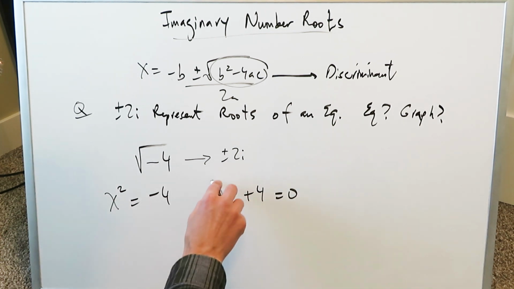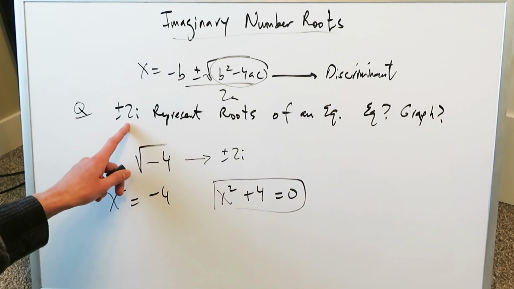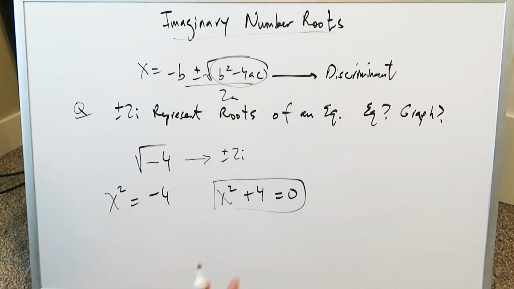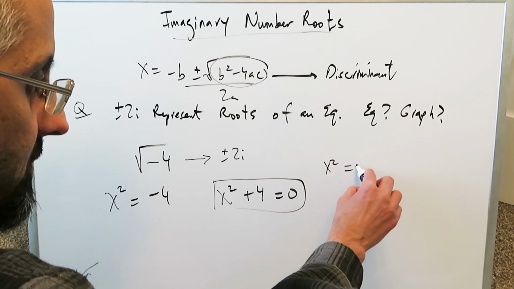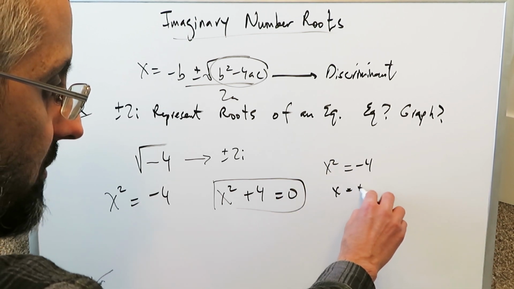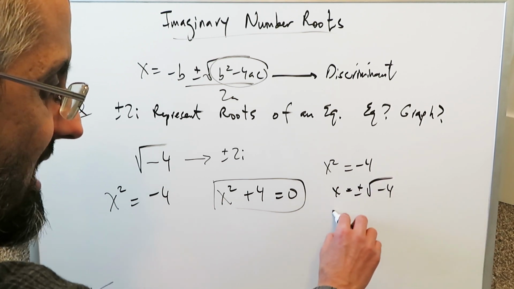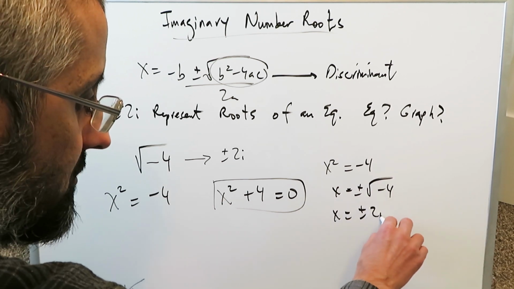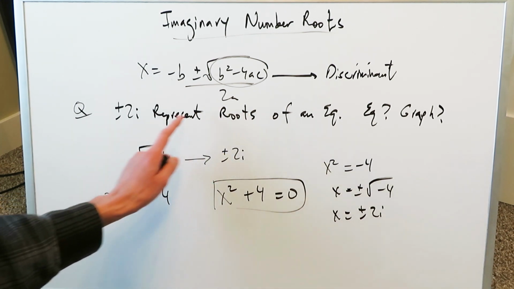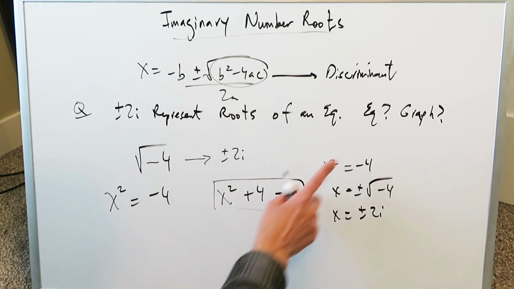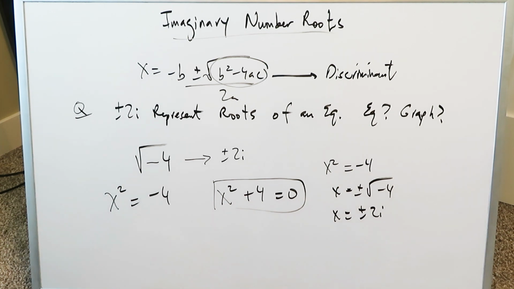And this right here would be the equation for which these roots would exist, imaginary roots. Why? You can solve it. X squared plus 4 equals 0, x squared is equal to minus 4, x is equal to plus and minus root of minus 4, and x is equal to plus and minus 2i. So we've determined what our equation was, and the question was represent these roots in terms of an equation and then graph it. Here's our equation, we can graph it now.